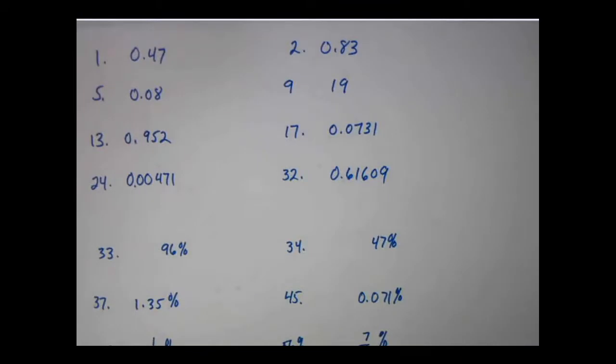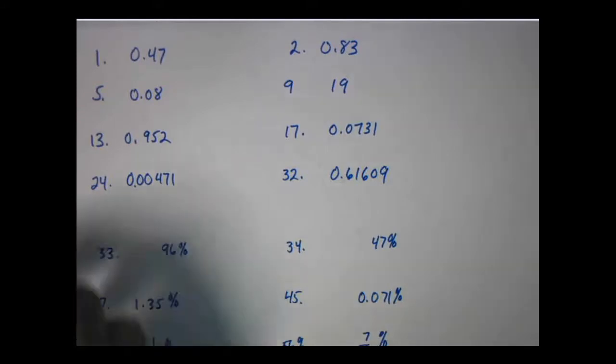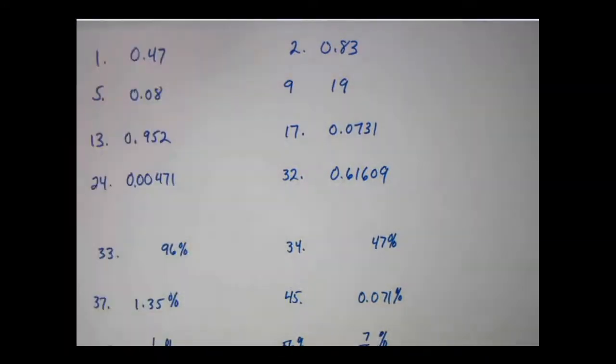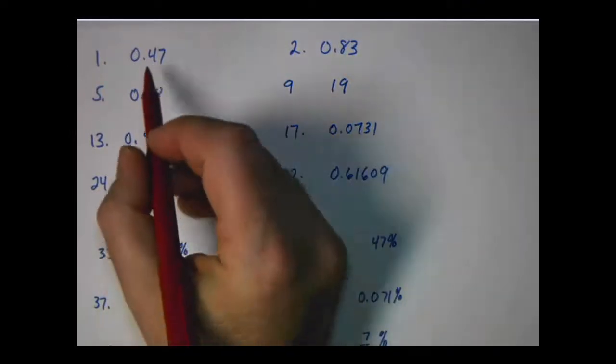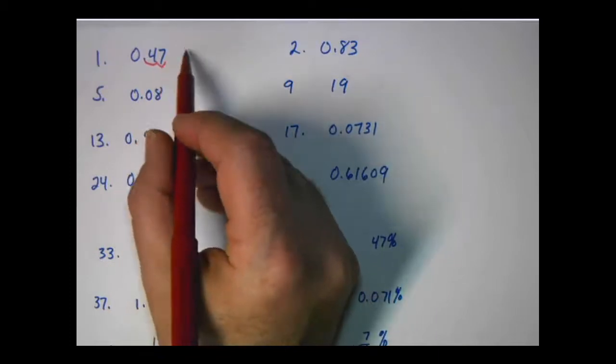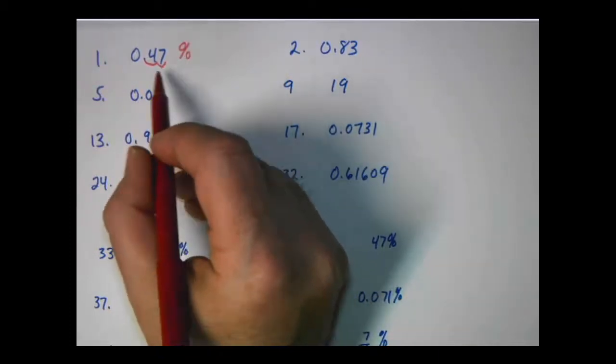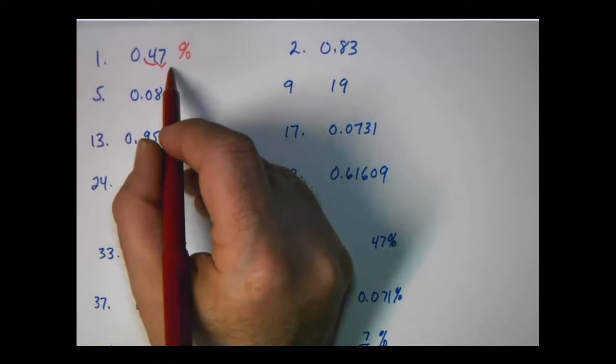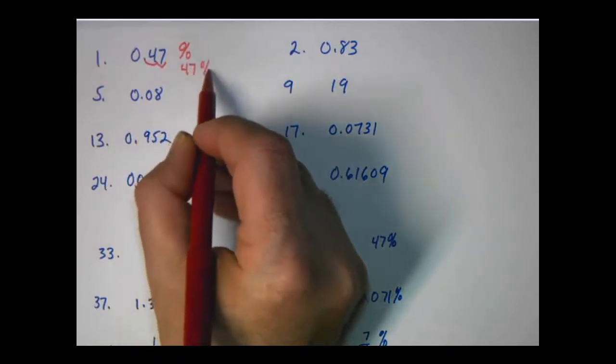Section 6.3 is converting decimals to percents and percents to decimals. There's no new vocabulary here. So the process is really fairly straightforward. To convert a decimal to a percent, we move the decimal 2 spots to the right. Add the percent sign. Okay, so 0.47 becomes 47%, because the decimal's at the end.